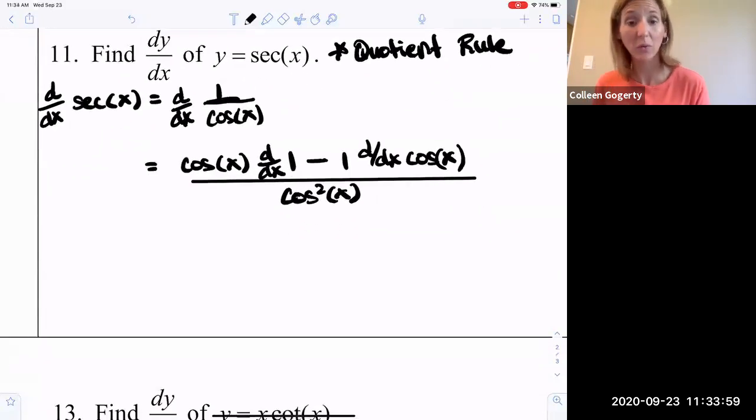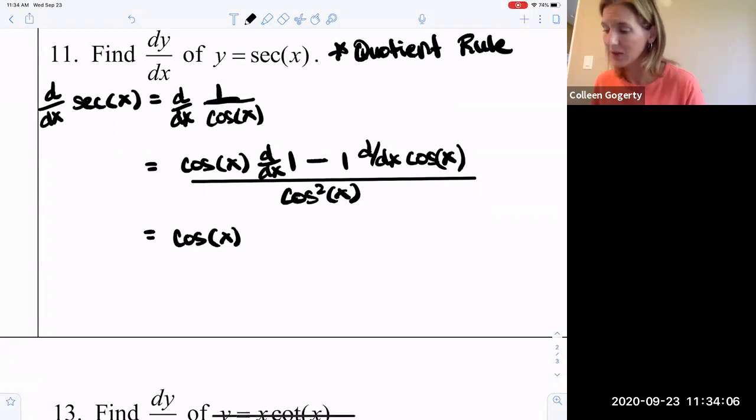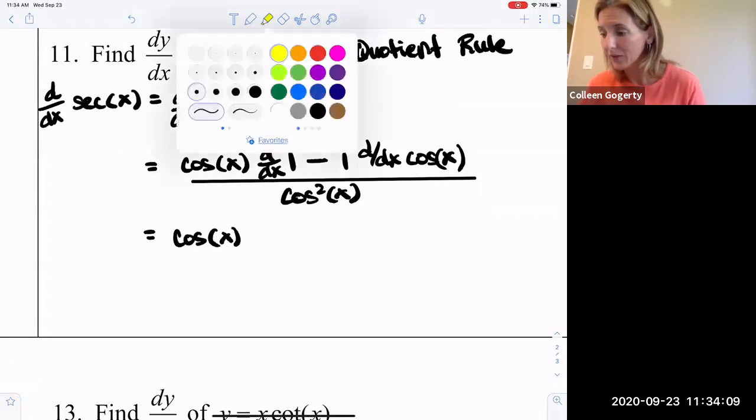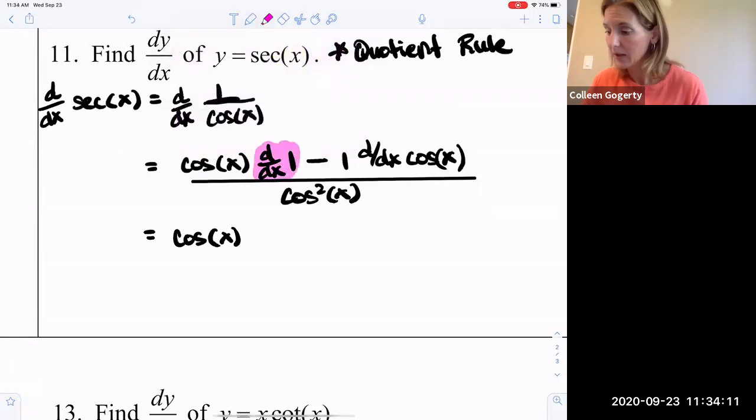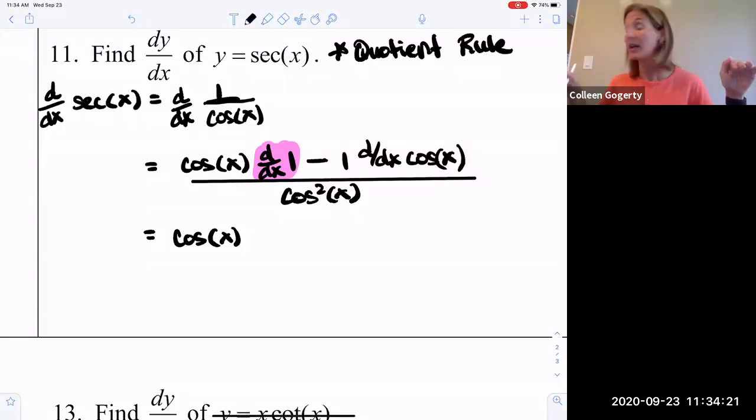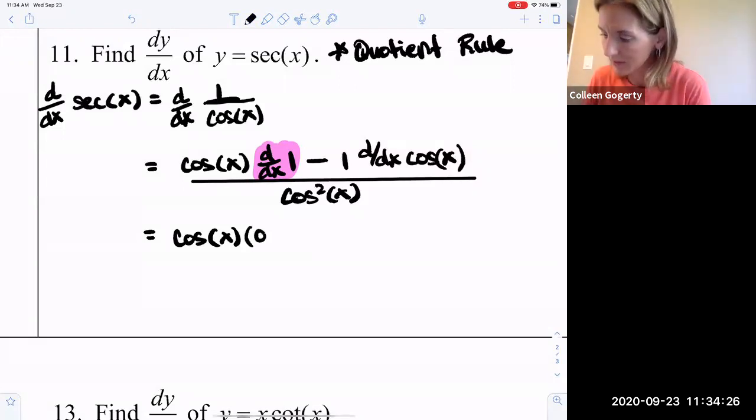So I just used my quotient rule, writing it all out. And let's see what happens. In the numerator, I'll have cosine of x. What is the derivative of 1? I basically just told you the answer by accident. If we just have 1, 1's a horizontal line. So the derivative of a horizontal line, what's the slope? It's 0. That derivative of 1 coming out to 0 is going to make some things nicer for us.